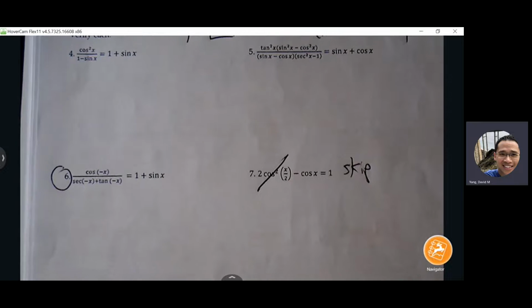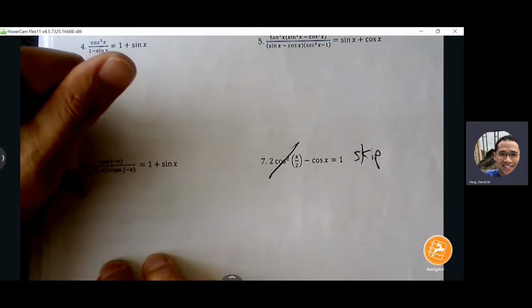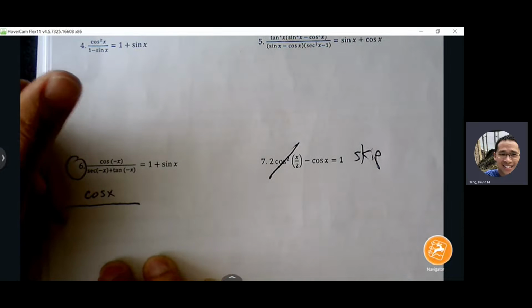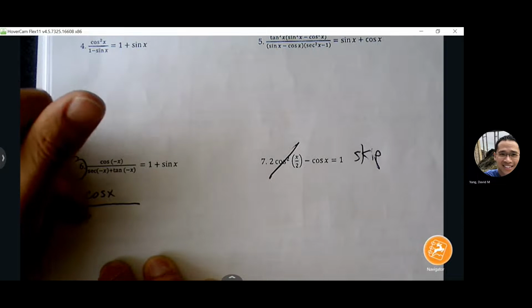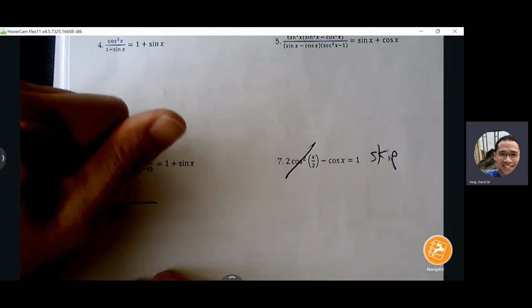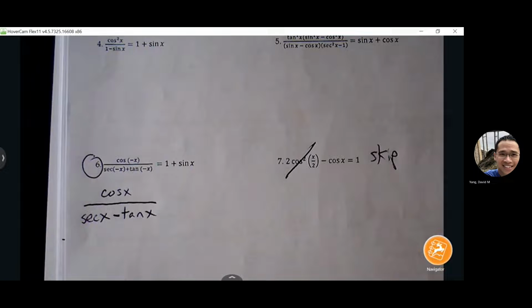Okay, what can I do with that cosine negative x? What can I do with secant negative x? What can I do with tangent negative x? Minus, yeah, I can pull that negative. Okay, look at my left side, look at my right side. I'm trying to get to 1 plus sine x. So how would you move forward?